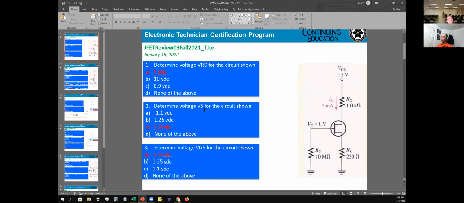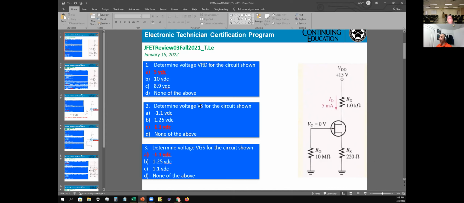And number two, determine voltage VS for the circuit shown. VG is 0 volt. Now VS, we do not know what it is, but we take the current here and multiply it to get the value of VS. So we're taking 5 milliamps times the resistance, which is in ohms, so we convert that to kilo ohm. That's 0.22 kilo ohm, giving us 1.1 volt. So RS would be 1.1 volt. VG minus VS would be minus 1.1 volt.